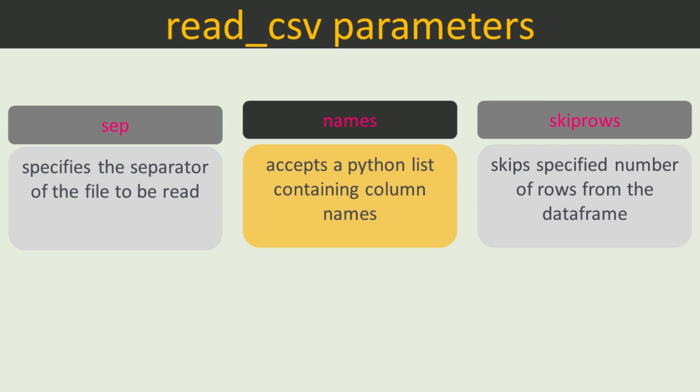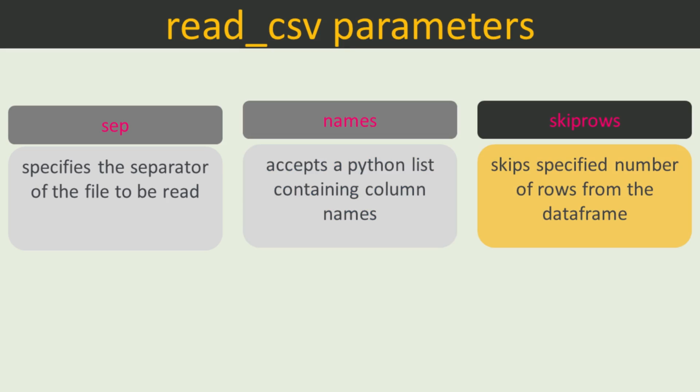The next parameter is names, which will accept a Python list and will set the list items as column header. The next parameter, skip rows, is used to skip a specified number of top rows from the data frame. Let's now see this in action.